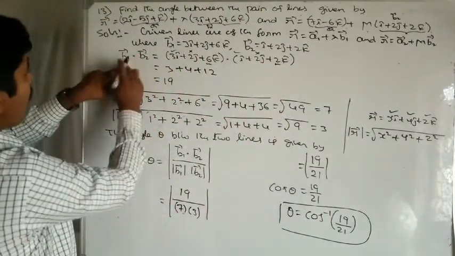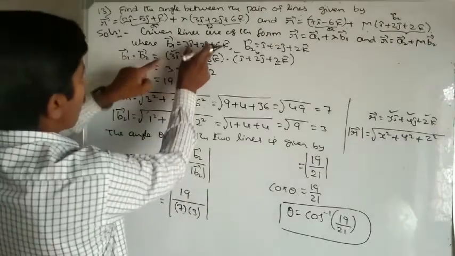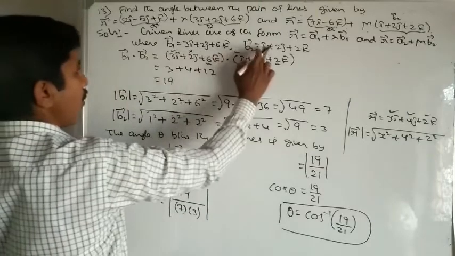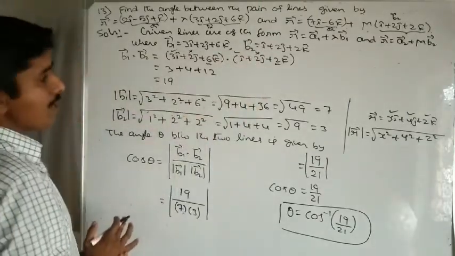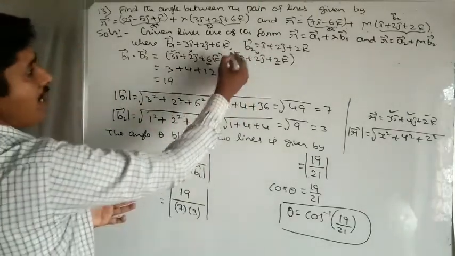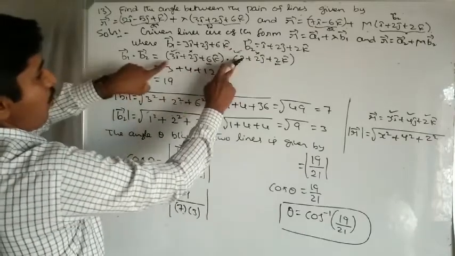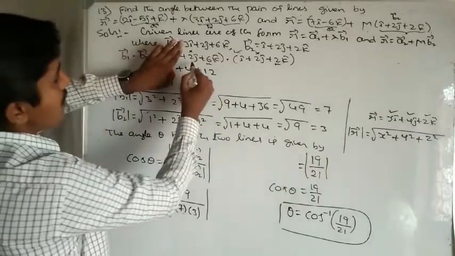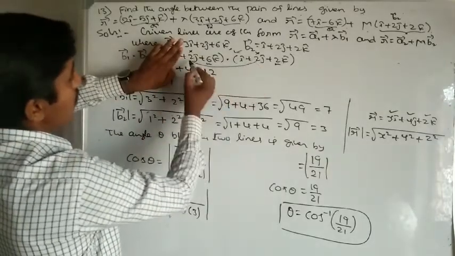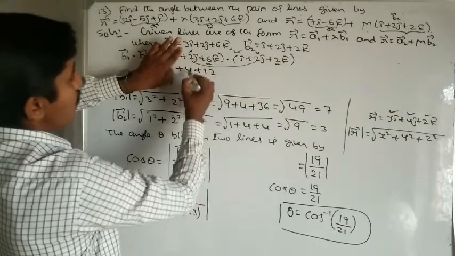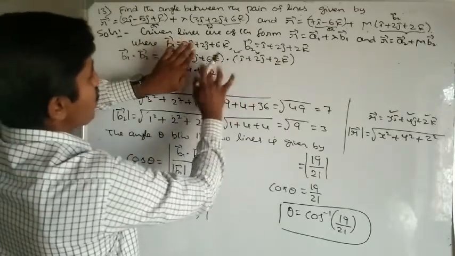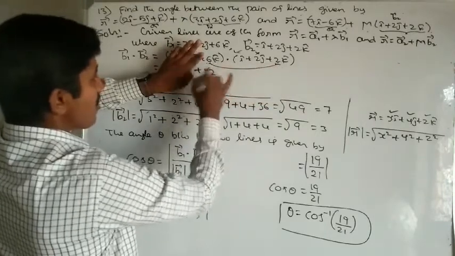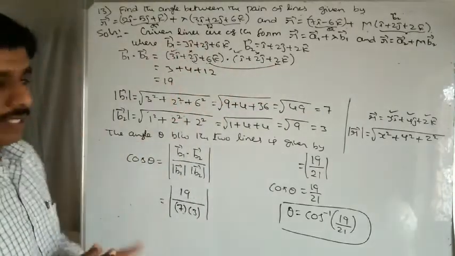Now find the dot product of vector b1 and vector b2. Vector b1, 3i plus 2j plus 6k, dot vector b2, i plus 2j plus 2k. Multiplying corresponding coefficients, mind it here. First i coefficients: i coefficient 1, i coefficient 3, 1 into 3, 3 you write. Next j coefficients: j coefficient 2 here, j coefficient plus 2 here, plus 2 into plus 2, plus 4. Next k coefficients: k coefficient 2, k coefficient 6, 2 into 6, 12. Adding this you get 19.